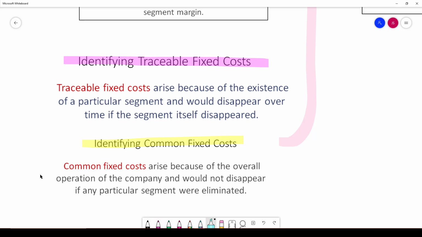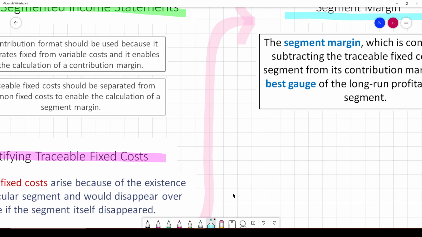So for example, if I get rid of a specific product line, any salaries associated with that product line might disappear along with that product line going away. But the CEO salary of the entire company wouldn't disappear along with just one product line or that one segment being discontinued. So that's the difference between traceable and common fixed costs. The traceable costs we assign to the segments that they are coming from, but the common fixed costs get listed separately and they don't become a burden of any of the segments because the segment shouldn't bear the burden of a cost that isn't traceable to it. So common fixed costs are listed separately.